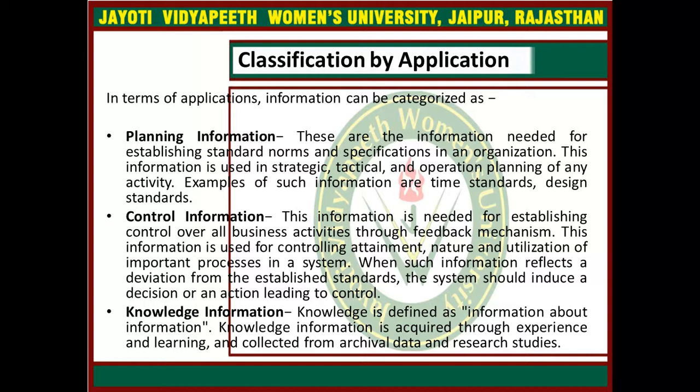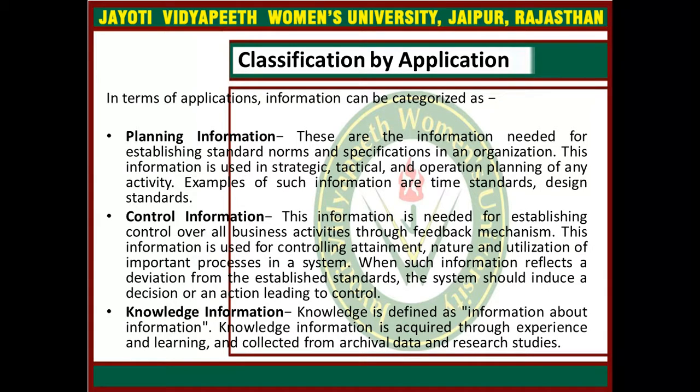This is further categorized into planning information, control information, and the knowledge information. For planning information, you need some information which is required for planning. On the basis of that information you first analyze it and then plan it. So the next is the control information. Of course, this is also needed for establishing control over all business activities through a feedback mechanism. So this information is basically used for controlling attainment.